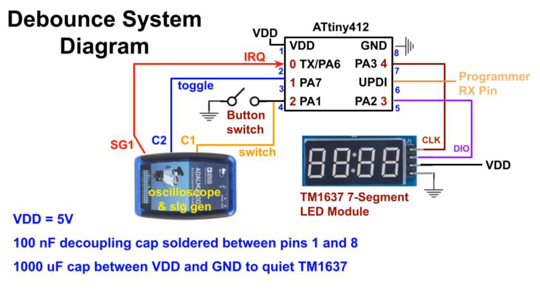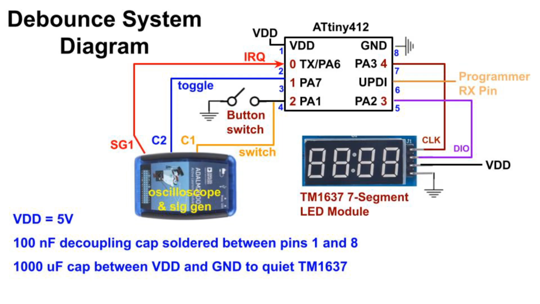But first, here's a system diagram. We have the 7-segment LED display connected to the ATtiny 412 pins PA3 and PA2, as we saw in previous videos. PA1 is an input that reads the switch state. PA6 acts as a pin interrupt, like we saw in my last video. PA7 is an output pin that software can toggle.